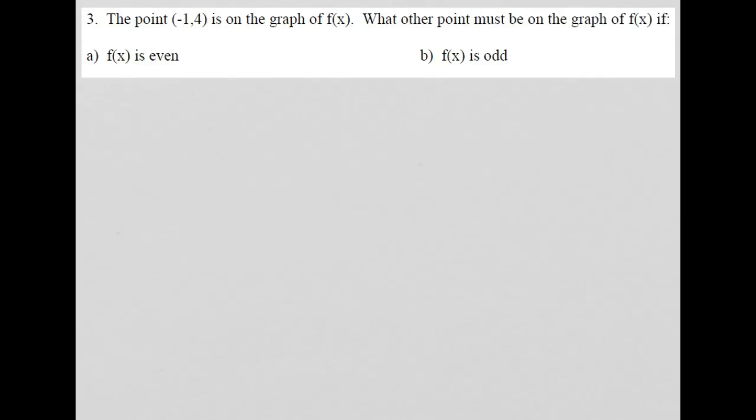Problem number 3 says the point -1, 4 is on the graph of f of x. So I'm going to draw myself a little graph real quick. Let's throw it on here. -1, +4. Oh, and look, I set myself up for success. -1, 4 is on this graph.